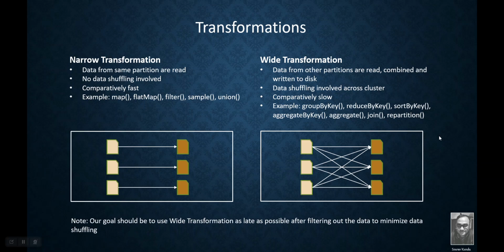Our primary goal should be to use wide transformations as late as possible. If we apply a filter at the very beginning, the amount of data will be less, and thus data shuffling will be minimized.